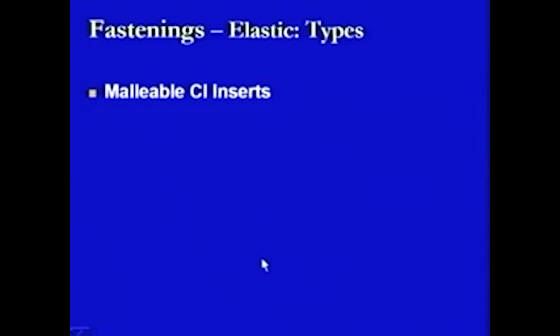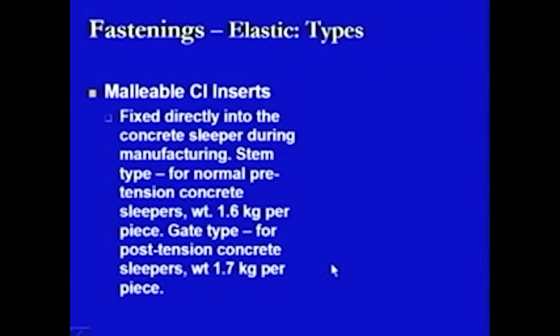Then the malleable CI inserts are fixed directly into the concrete sleepers during manufacturing itself, and they are of two types. One is the stem type, another is the gate type. The stem type is for normal pre-tensioned concrete sleepers, whereas the gate type is used for post-tensioned concrete sleepers. The stem type weighs 1.6 kg per piece, whereas the gate type weighs 1.7 kg per piece. That is the difference between the two types of inserts available to us, as they are used for different types of concrete sleepers.